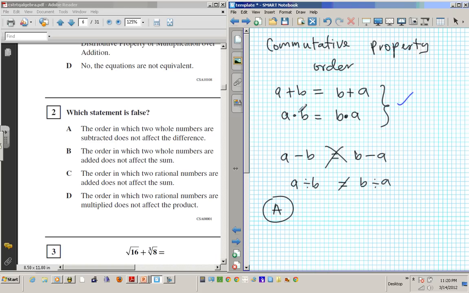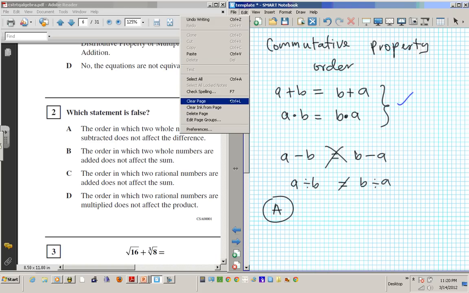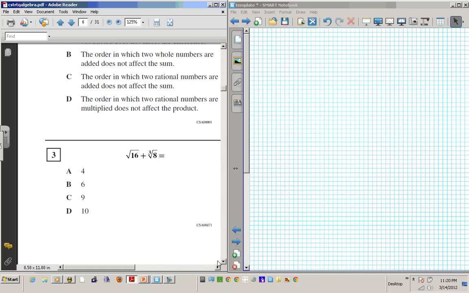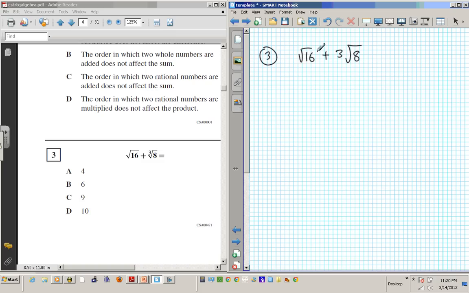Okay, let's move on to question number 3. Number 3 says, what is the square root of 16 plus the cube root of 8? So for number 3, square root of 16 plus the cube root of 8. Square root basically means that if you have a pair, they come out as a whole. And cube root means if you have triples, they come out as a whole.